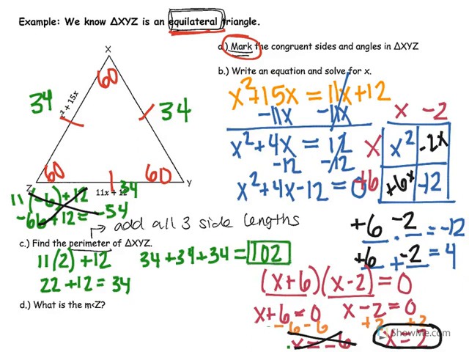Okay? All right, we only have one more question. The last question, what is the measure of angle Z? Well, I want to look at the angle Z here, and look at that. Because in the beginning, I marked my 3 sides congruent and my 3 angles as 60, I'm already done with this question. What is the measure of angle Z? We already know that it's 60, okay?